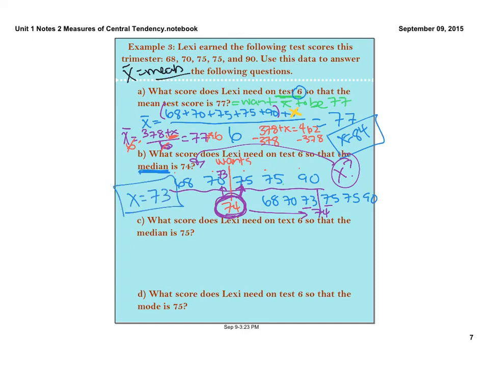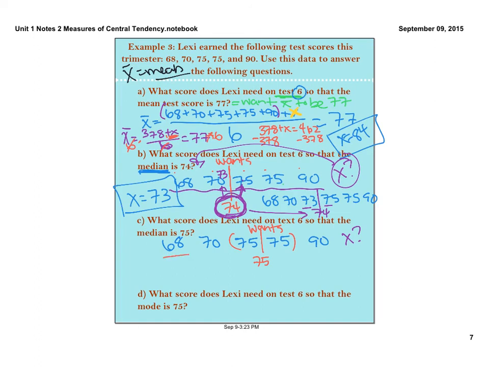All right, next one. What score does Lexi need on test 6 so that the median is 75? So again, let's start with the data we know. We have a 68, a 70, a 75, a 75, and a 90. So again, we're looking for test number 6. Where does it go? And this time, she wants a median of 75. Well, the beauty of this is that her median is already 75. She's between a 75 and a 75.